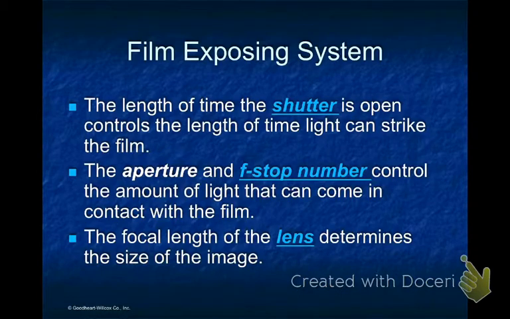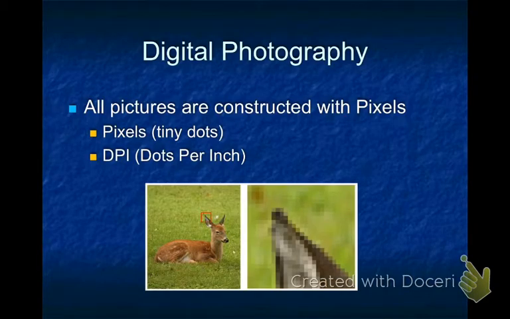But the main two things we're going to worry about this year is f-stop and the shutter. Okay, digital photography, we're getting into the digital age. Most of you guys understand this, and I need to change this. It's not tiny dots. Pixels are actually tiny squares. If you zoomed in on that right side photo, those are squares. That's a pixel. So we construct all our photos with pixels.